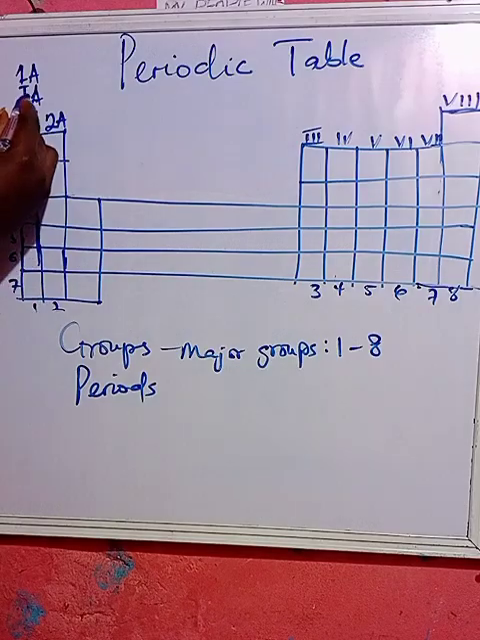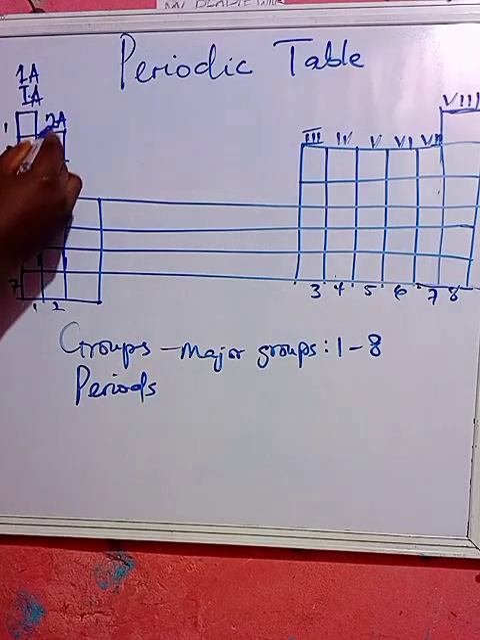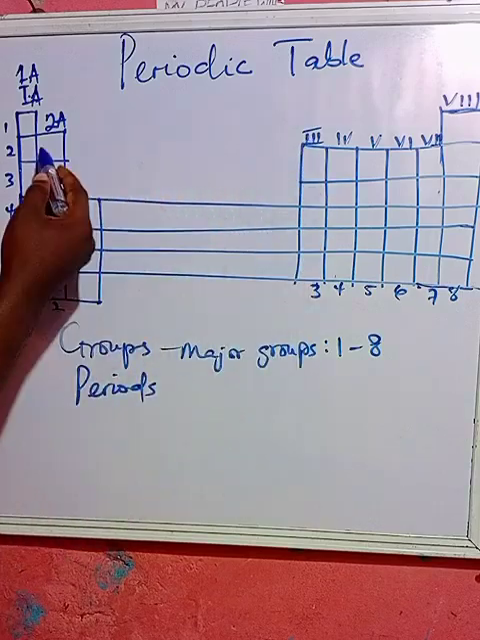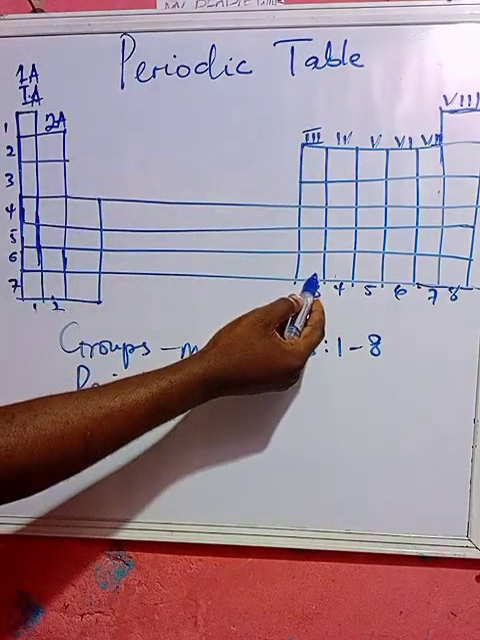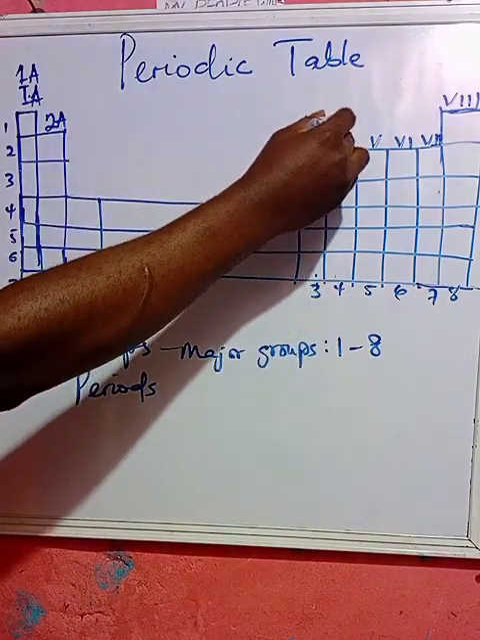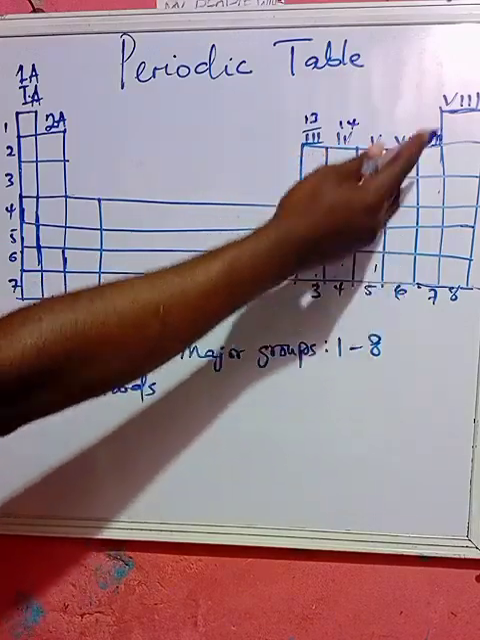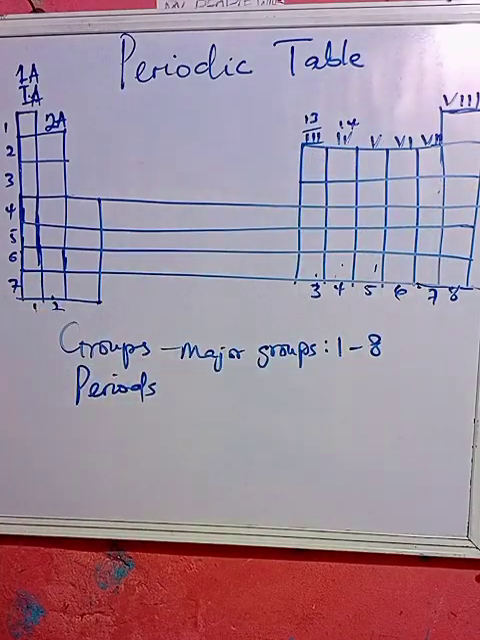This is group 1. This is group 2. This is group 3. We can also call it 3A, or group 13, 14, and so on. This is group 4A, 5A, and so on. I'll also give the other names of these groups. We'll just give a brief lecture and then we'll continue in the next class.